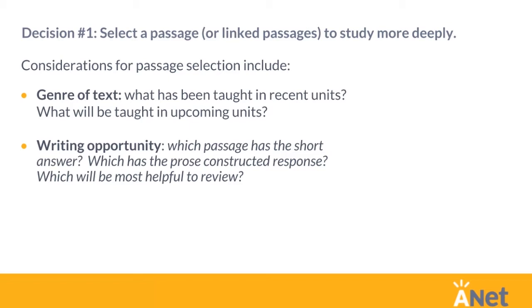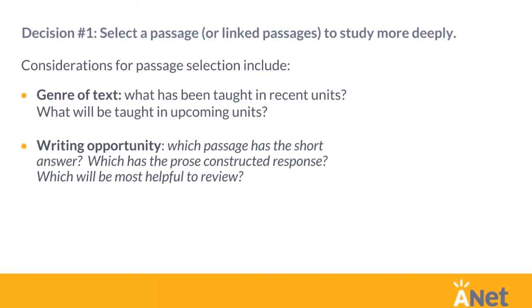The first being the genre of the text. Ask yourself, what has been taught in recent units? What will be taught in upcoming units? Second, take a moment to review which passages contain short answer questions and which contain prose-constructed responses. Based on your students, which question types from the text will be most helpful for you to review?